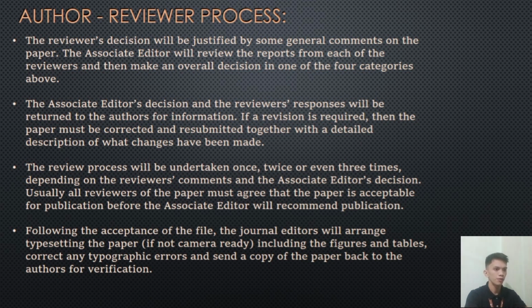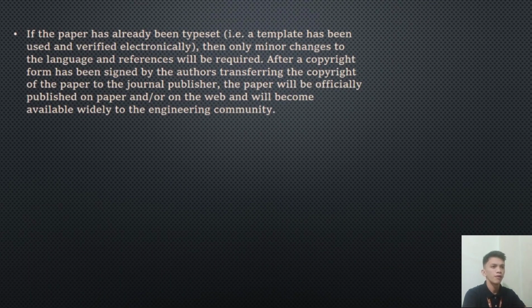Usually, all reviewers of the paper must agree that the paper is acceptable for publication before the associate editor will recommend publication. Following the acceptance of the file, the journal editor will arrange typesetting the paper, including the figures and tables, correct any typographical errors, and send a copy of the paper back to the author for verification. If the paper has been typeset, then only minor changes to the language and references will be required.